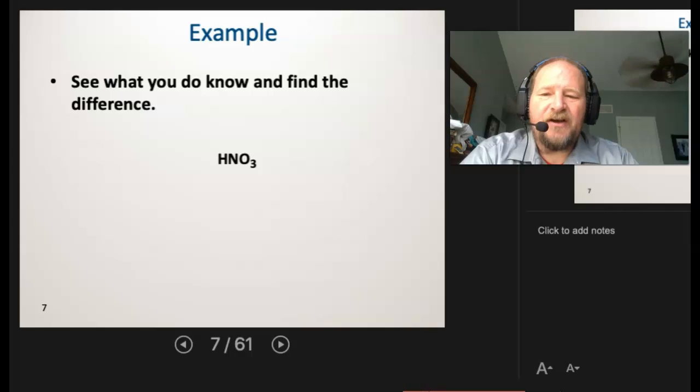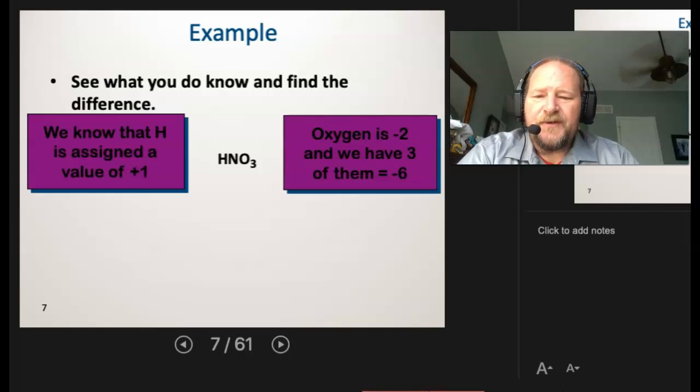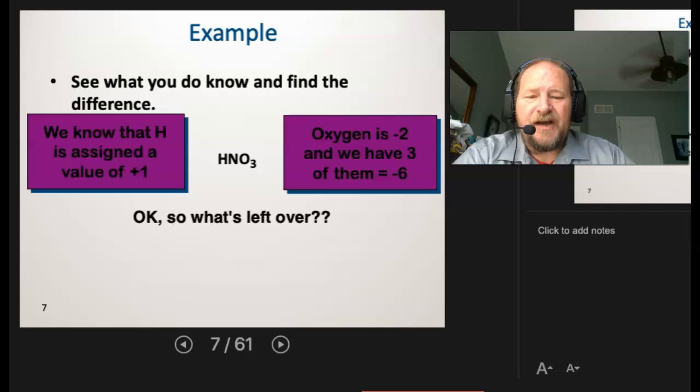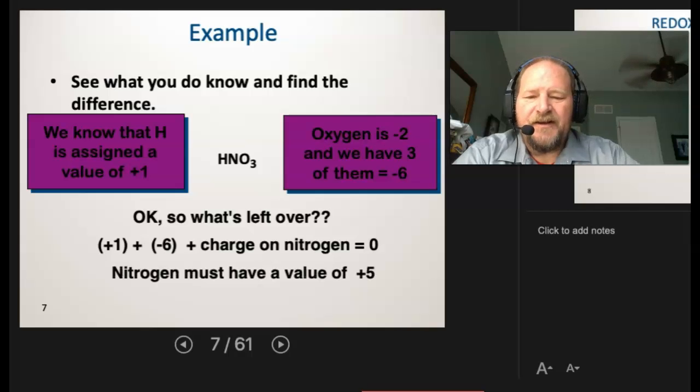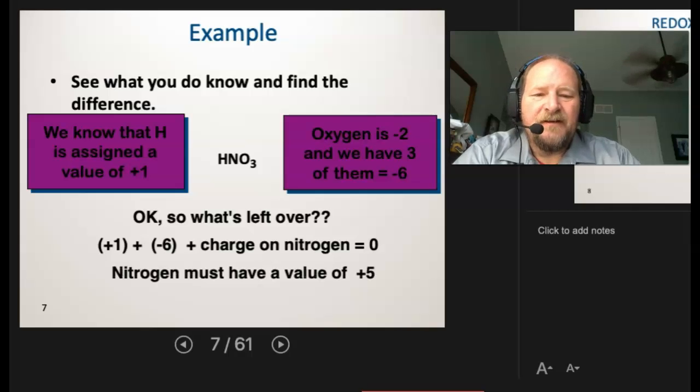All right, so again, we'll just have to calculate the nitrogen. So what we're going to do is take the two pieces that we know. We know that hydrogen is a +1. We know oxygen is a -2. We do have 3 oxygens though, so that's a total of -6. Now, just like charge on a compound, the oxidation numbers have to equal 0 when we sum them up. So now we're going to look at what's left over. If I go for the summation, +1 plus a -6 plus whatever's on the nitrogen has to equal 0. So mathematically then, nitrogen must be a +5. All right? Hopefully that was pretty straightforward and made sense. Again, if you're struggling with making oxidation numbers, come check it out.